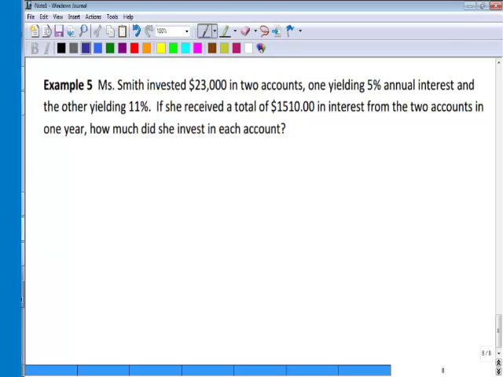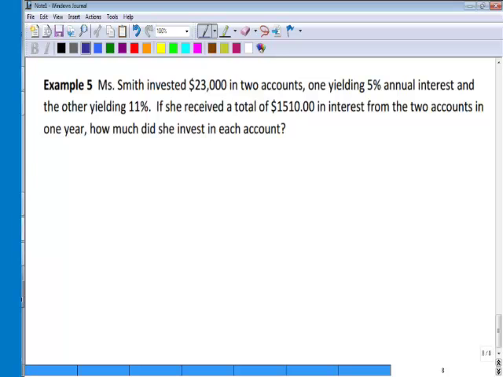Maybe the fact that there was more risk involved is why she put as much as she did in the 5% account to protect it. Maybe the 11% account wasn't FDIC insured. I don't know why. She put some in the 5% account and some in the 11% account, but that's the way it went down. At the end of the year, she received a total of $1,510 in interest from those two accounts.